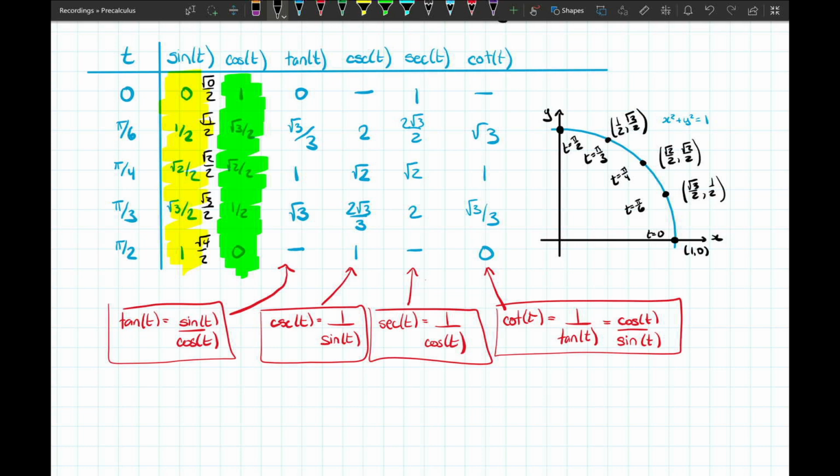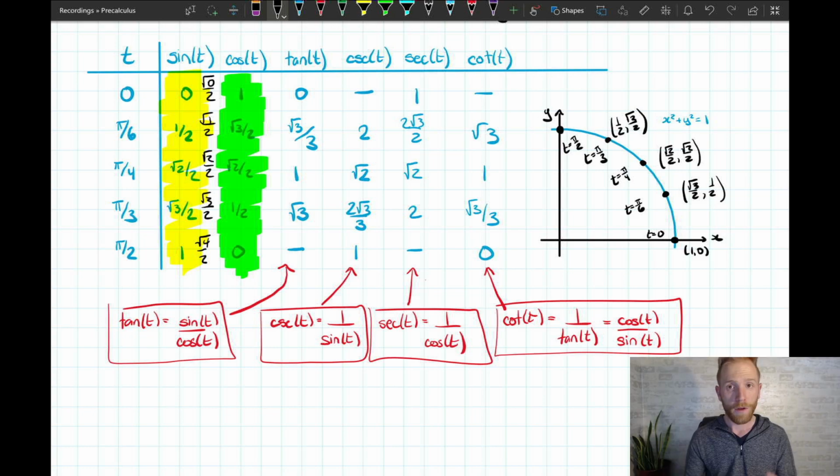Now, using this table and a little bit of creativity, let's come up with a method that might be useful for finding the value of a trigonometric function of any real number. We're going to use a strategy that involves something called a reference number. So depending on which quadrant we're in, this reference number is going to give us an ability to essentially just use this table to come up with a value. And then we just have to make sure that we have the correct sign.